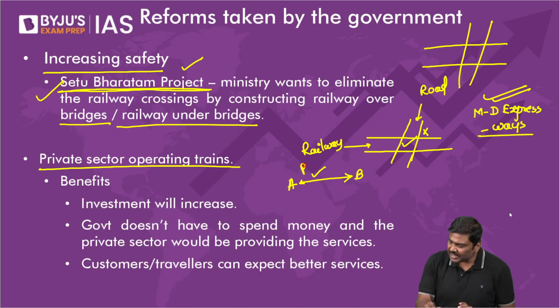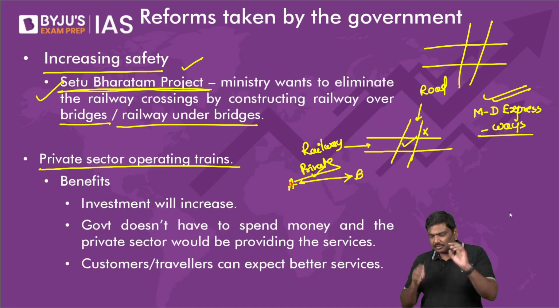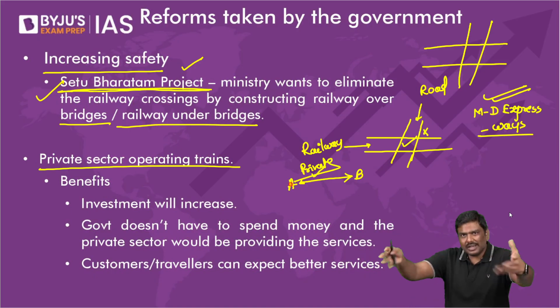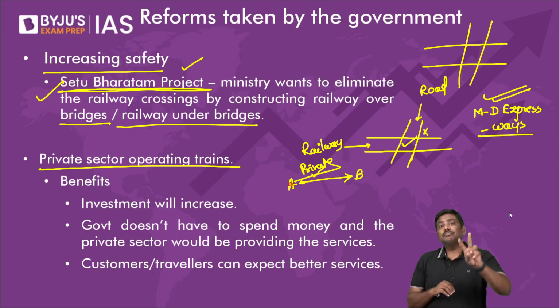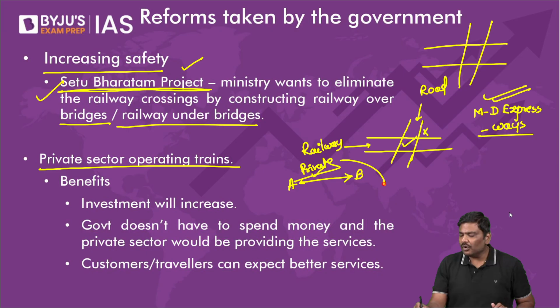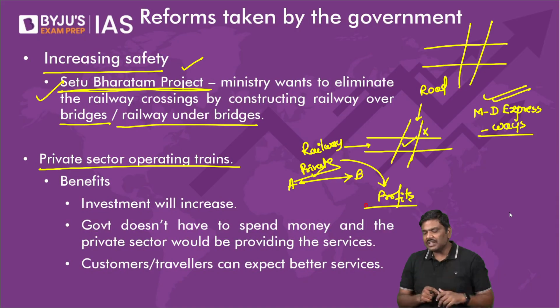Private sector is investing. So the burden of investment on the Government of India will automatically come down. The burden on the government to operate trains by spending money on trains will automatically come down. Point number 2, if the private sector is investing, obviously they are focused on profits. They want to earn more money. That is the advantage for the private sector.